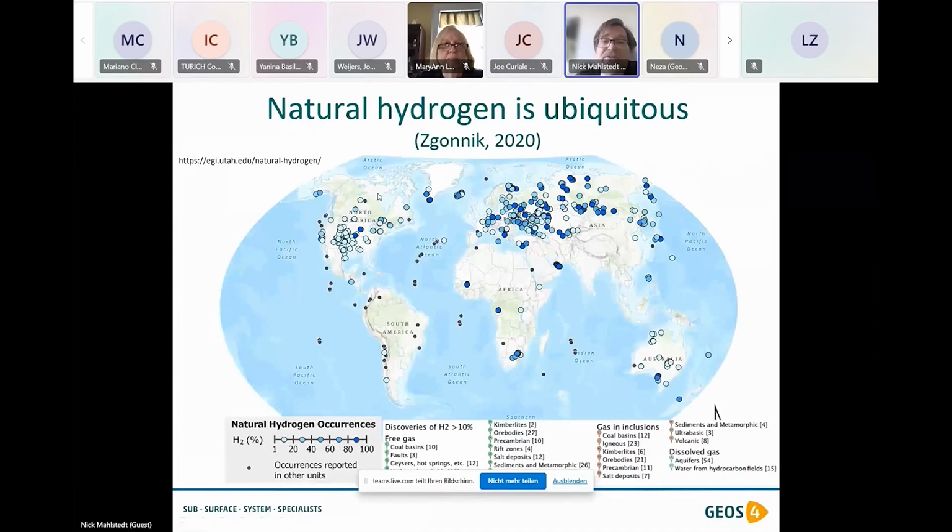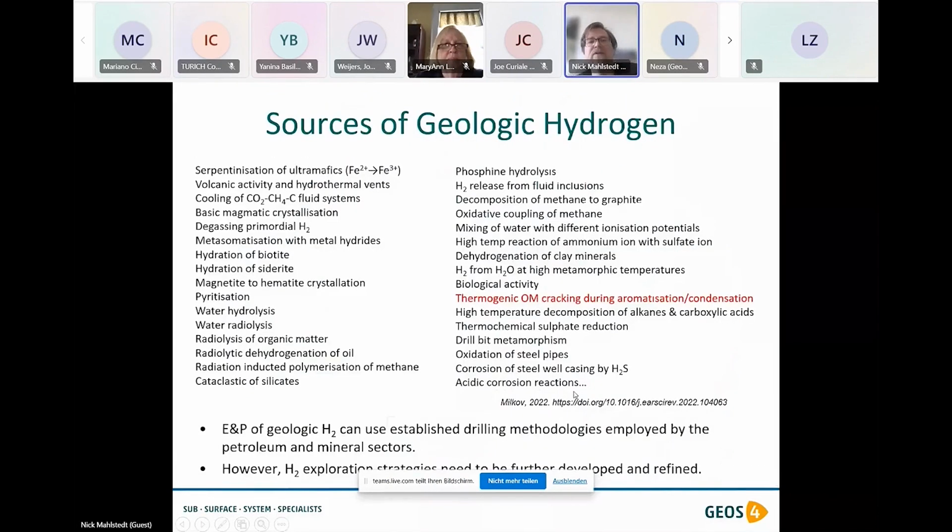In any case, natural hydrogen is quite ubiquitous over the world and appears in high relative amounts in many places in a lot of geological settings. It appears as free gas in coal basins or hydrocarbon fields, in ore bodies, above fault zones and in soils, as gas in gas inclusions, and as dissolved gas in aquifers and waters from hydrocarbon fields. Now, the sources for this geological hydrogen are as many as there are places where you can find it, with some having potentially high resource potentials, others don't.